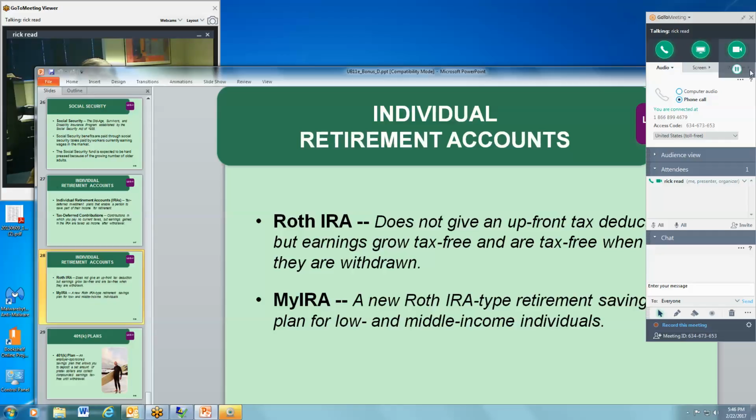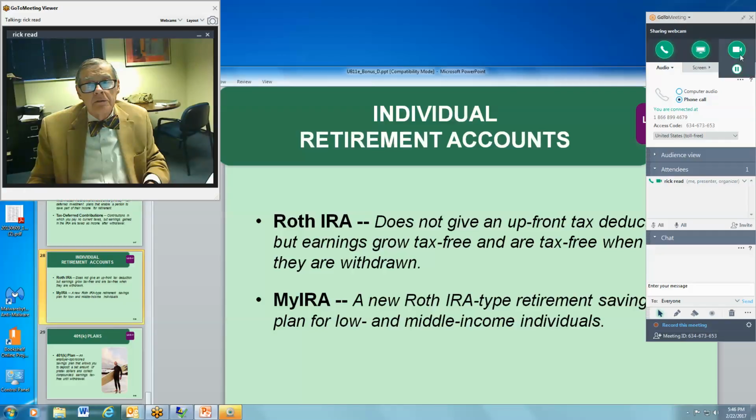This gives you more information about the Roth, which I just talked about. And this next one, My IRA, it's a new type of Roth account for low and middle income individuals. I can only tell you this. I don't know a lot about that plan. I need to find out more about it so I can provide more information.